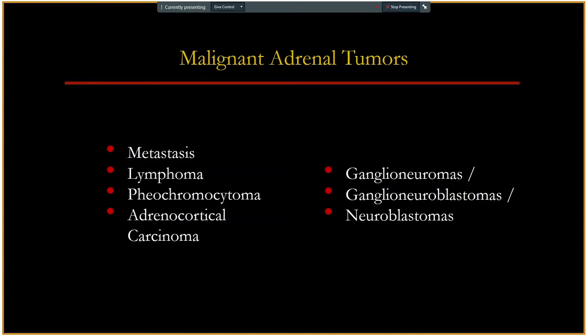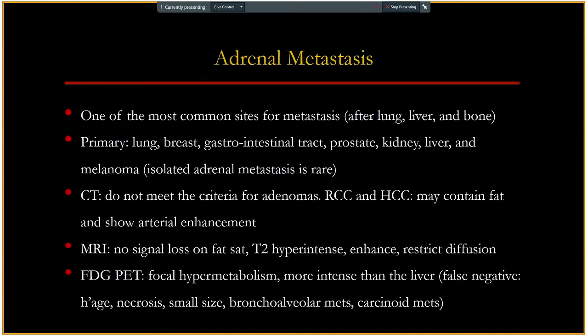Adrenals, as you know, is one of the most common sites for metastatic disease after lung, liver, and bone. The primary tumors that like to go to the adrenals include lung cancer, breast cancer, gastrointestinal tract primaries, prostate cancer, renal cell carcinomas, HCCs, and melanoma. Remember that isolated adrenal metastases are very rare. When there is metastatic disease to the adrenals, you will find 99% of the times metastatic disease elsewhere also, such as in the lung, liver, or the bone. It's unlikely that adrenal is the only site of metastatic disease in that patient.